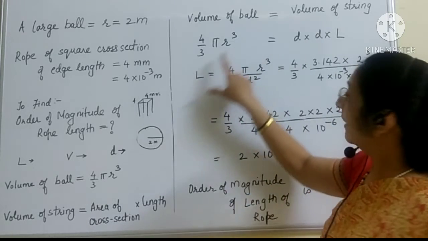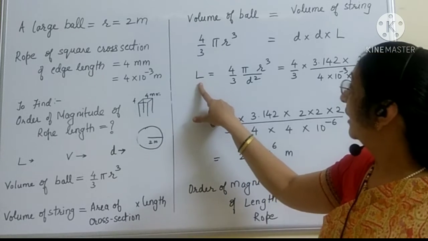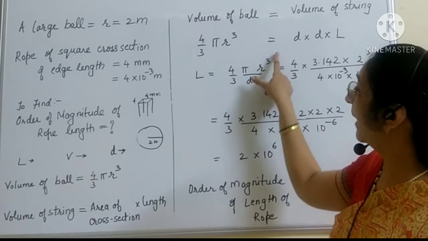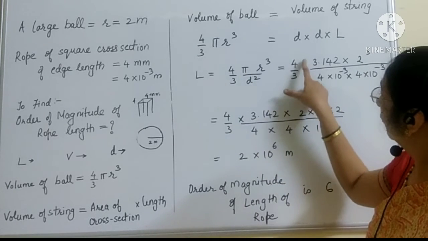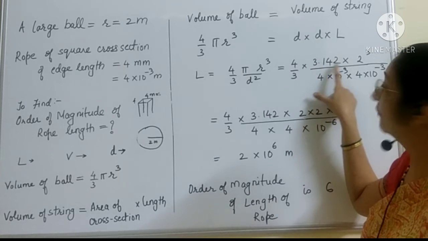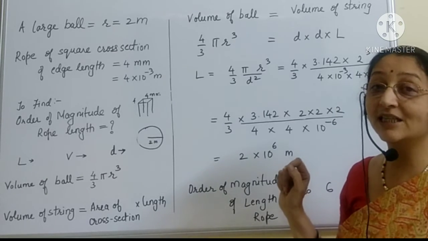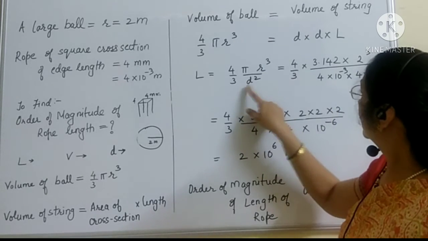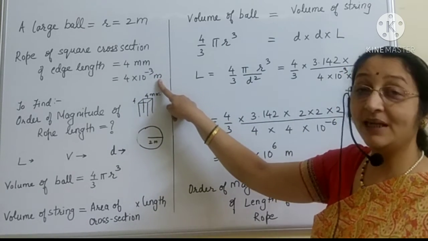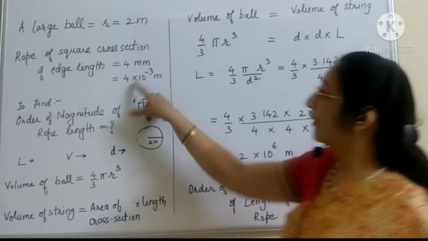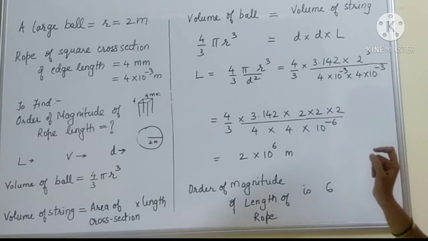Now let us rearrange, because we have to find the order of magnitude for length. So L equals, shifting everything here, 4 by 3 pi r cube over d square. Now we put the value: 4 by 3, value of pi 3.142, into r cube. So 2 cube, because radius is 2 meter. d square: d is 4 into 10 to the power minus 3 meter, so 4 into 10 to the power minus 3 meter into 4 into 10 to the power minus 3 meters.